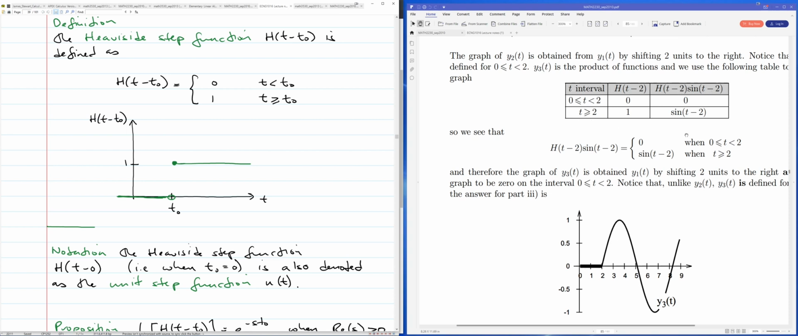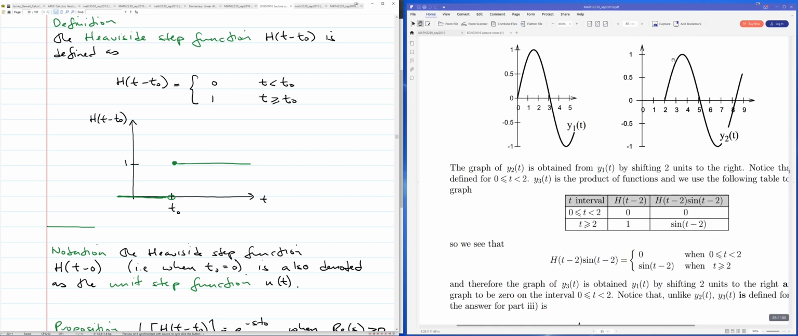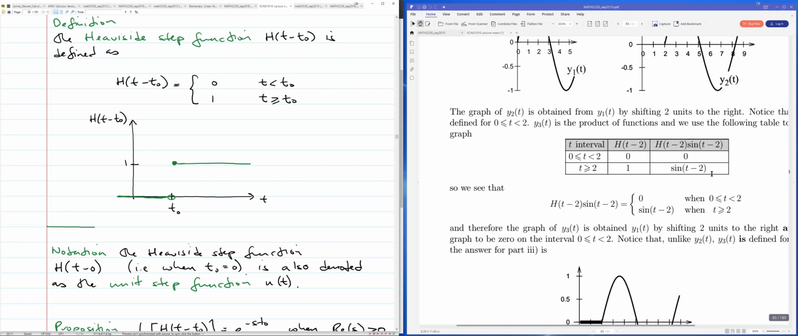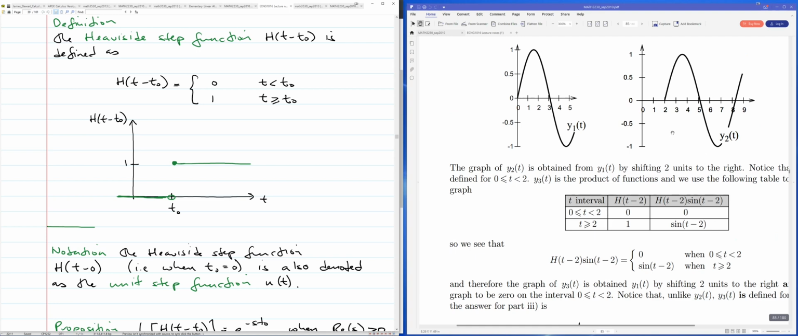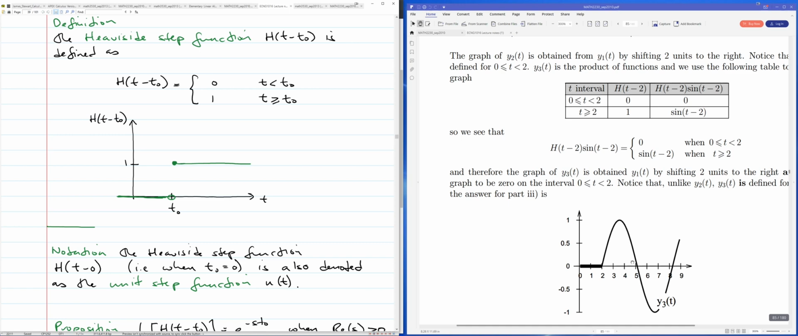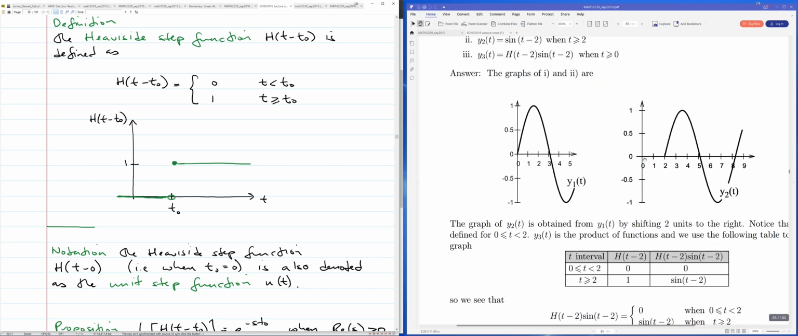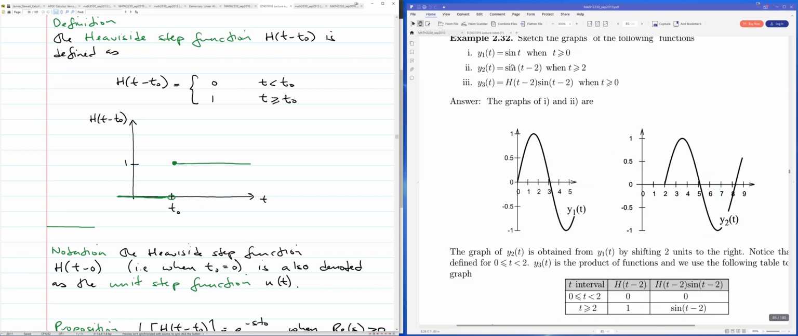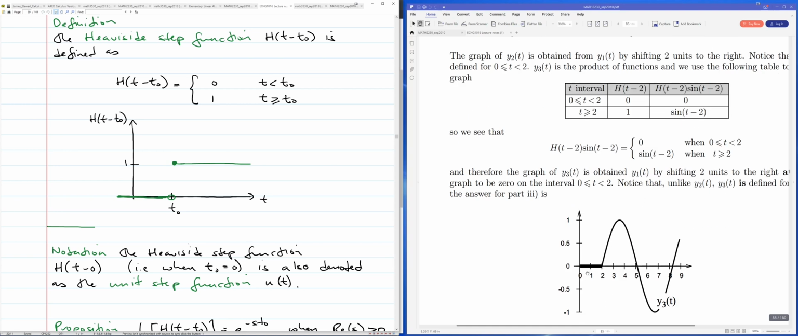And then after 2, it's equal to sine(t-2), right? And we saw what sine(t-2) looks like: it's the graph of sine shifted forward by 2. So if you compare this one, which is the y2 of t, to this one over here, you want to notice that they're basically the same thing. The only difference is that this y2 of t is not defined between 0 and 2, but this one over here is defined between 0 and 2. Otherwise, they're basically the same.